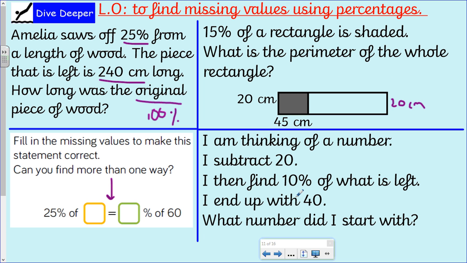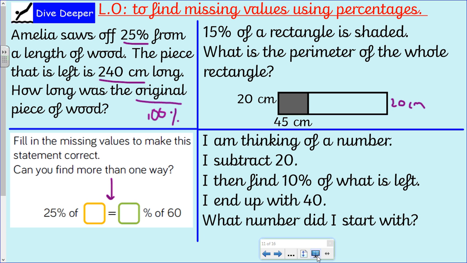Right, this is a nice one. I'm thinking of a number. I subtract 20. I then find 10% of what is left. I end up with 40. What number did I start with? Whenever you get a missing number problem, you need to work backwards. Think about using the inverse. So where it says subtract, you're going to need to add. Work backwards through the questions.